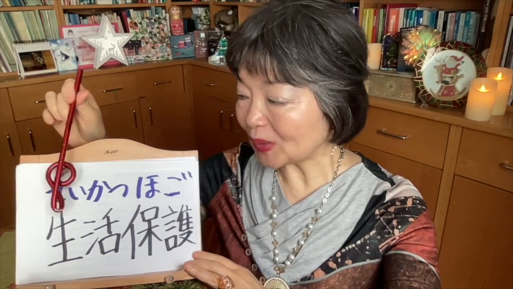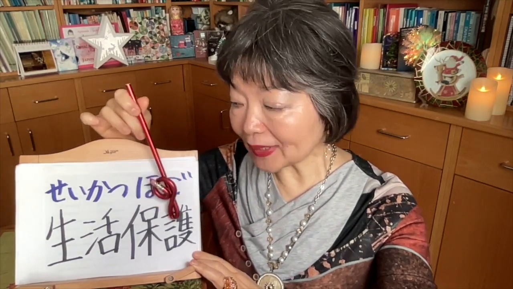Public assistance or welfare, we say 生活保護. 保護 means protection. So the protection of your daily life, everyday life. So 生活保護, this is welfare. New chapter in your life or new start. We say 新生活. 新 comes from 新しい, new. So new life, not literally. So this is new start.